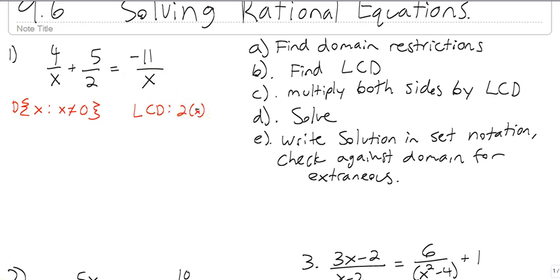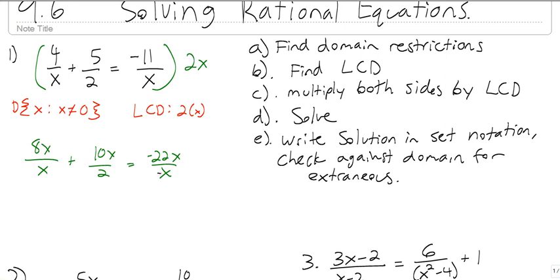Okay? So what I do then is I'm going to multiply, and I'm going to do this up here. I'm going to just multiply this whole equation by 2x. That's it. I'm not multiplying it by 2x over 2x because that does nothing. With equations, you can multiply both sides the same way. It's like solving, and make it look better for yourself. So let's do that. 2x times 4 is an 8x. 2x times 5 is a 10x equals negative 22x over x.